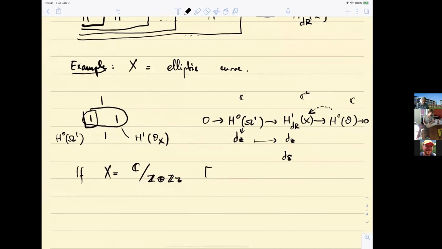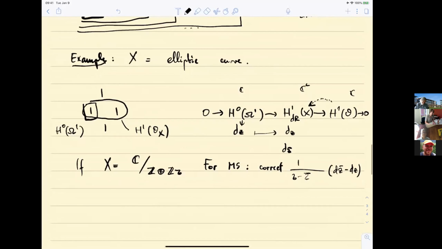So for mirror symmetry, for reasons that will become clear later, the correct choice is something like, I think this is the right one, I need to check the signs: 1 over (tau minus tau bar), times (dz bar minus dz). I will have to double check this, but it is something of that sort. So you can see that it's still a multiple of dz bar, but I've added a particular multiple of dz, which of course doesn't change the fact that it's a splitting.